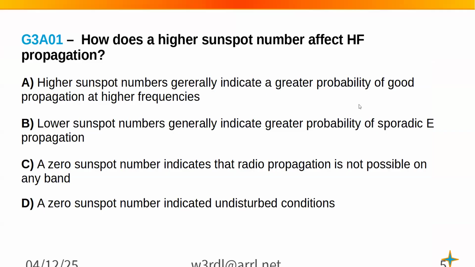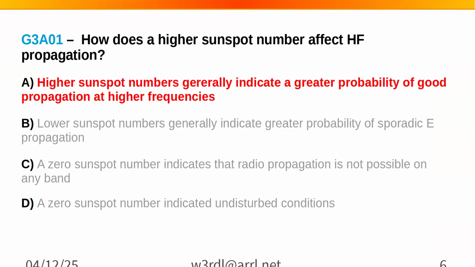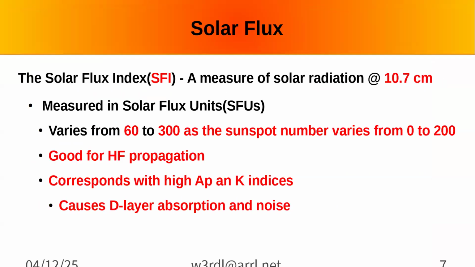So how does a higher sunspot number affect HF propagation? Okay, there we go, 60 to 300. I was wondering that, why don't we just shift the whole thing down from 0 to 240?